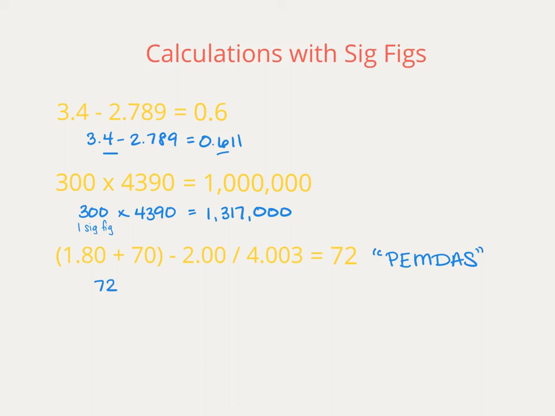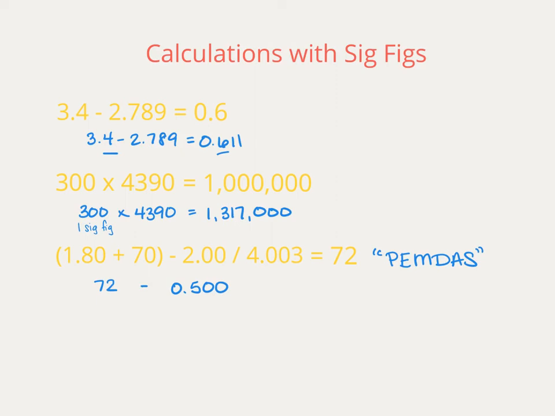So next up on our order of operations is division. So we have to take 2.00 divided by 4.003, and we get 0.4996. But since we're dividing, we're going by fewest number of sig figs, and 2.00 only has 3 sig figs, so our answer can only have 3 sig figs. So here we're going to end up doing quite a bit of rounding too, since we're going from 0.4996 to 3 sig figs, which is going to be 0.500.